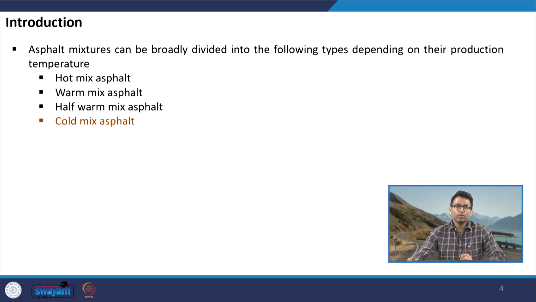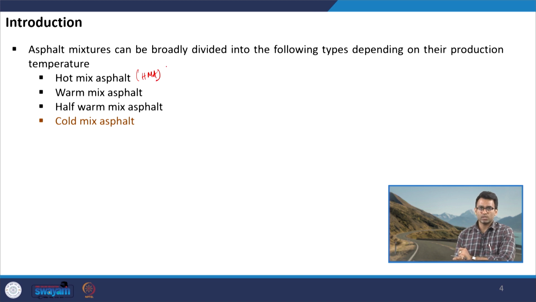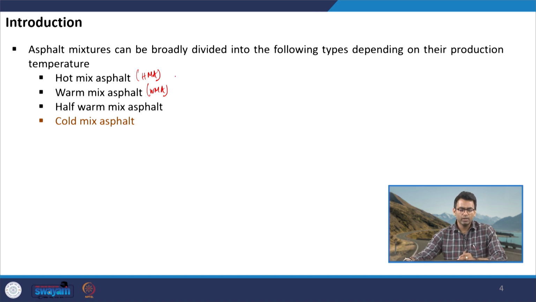We have hot mix asphalt, about which we have already discussed in detail, also denoted as HMA. We have warm mix asphalt, denoted as WMA, which is typically prepared at a production temperature of about 10 to 40 degrees Celsius lower than hot mix asphalt. Talking about hot mix asphalt, the approximate mixing temperature in the plant is about 160 to 170 degrees Celsius.